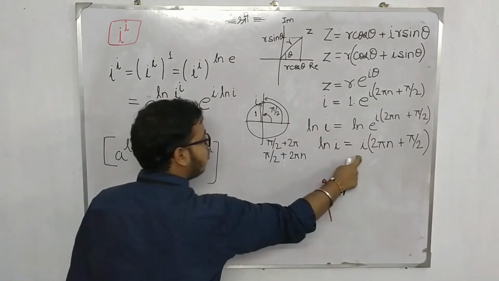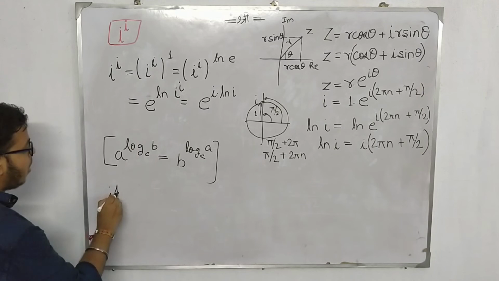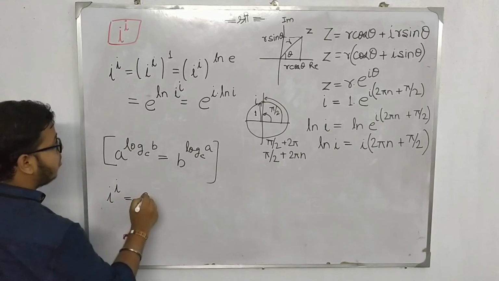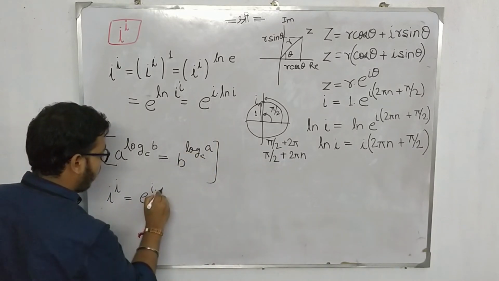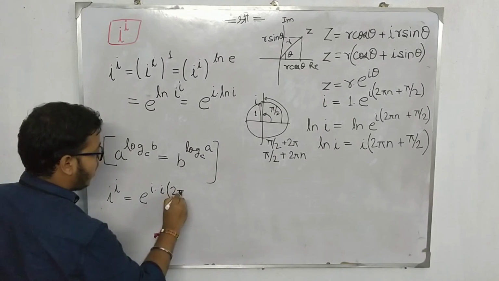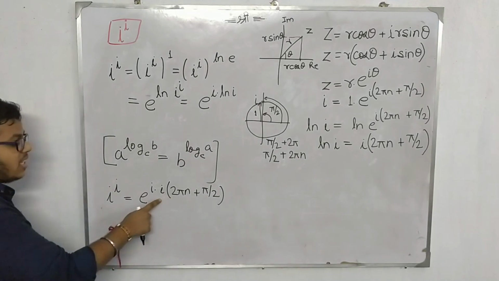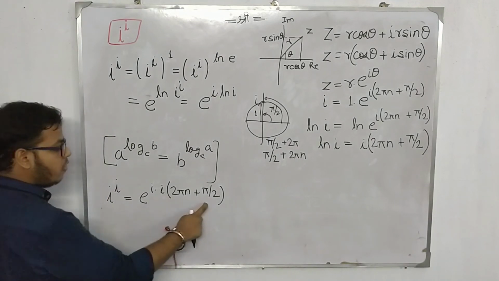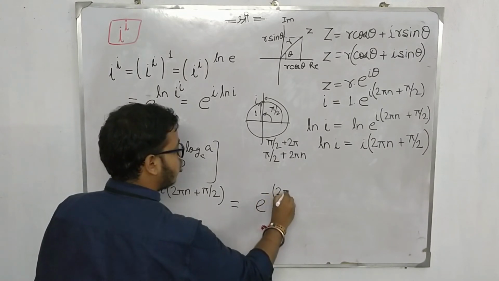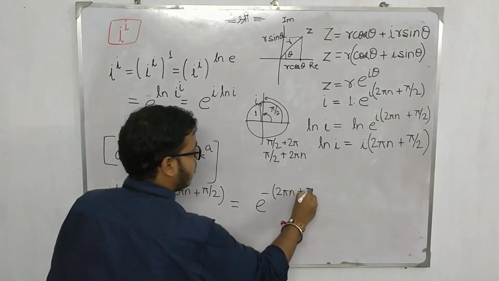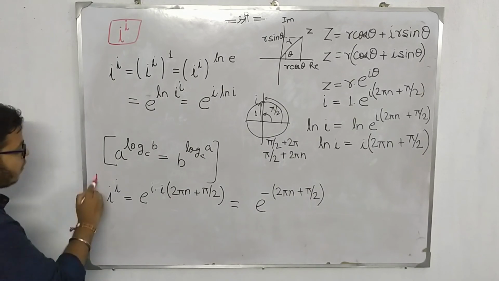Now let us put this value of natural log of i in this thing. So what we get is i to the power i is equal to e to the power i times natural log of i, which we have calculated to be i times 2 pi n plus pi by 2. And i times i is i square, which is minus 1. So this whole will be multiplied by minus 1 and we get e to the power minus 2 pi n plus pi by 2. That is the value of i to the power i.